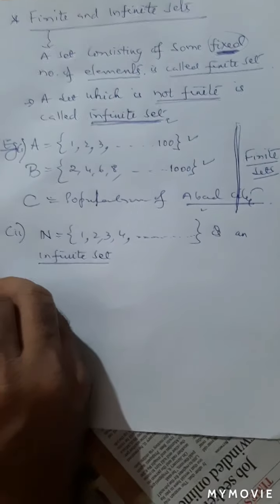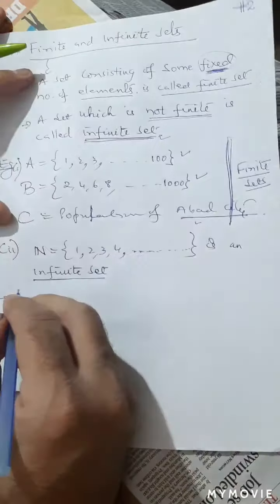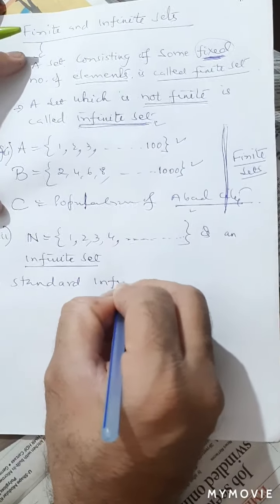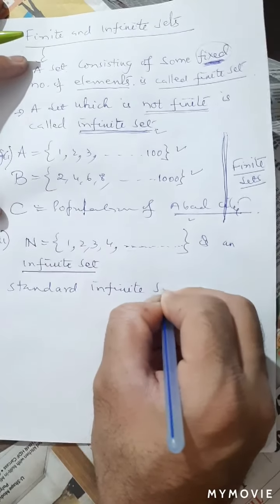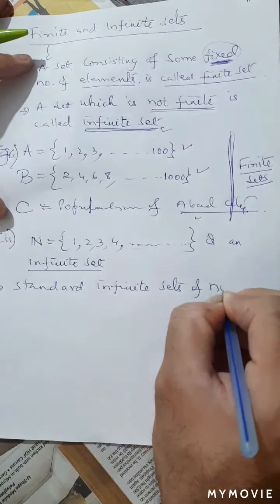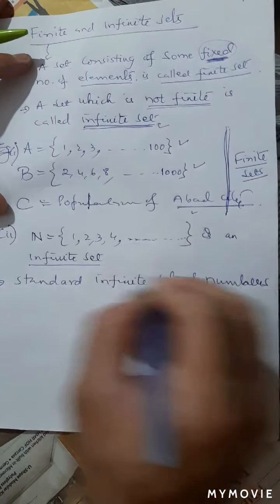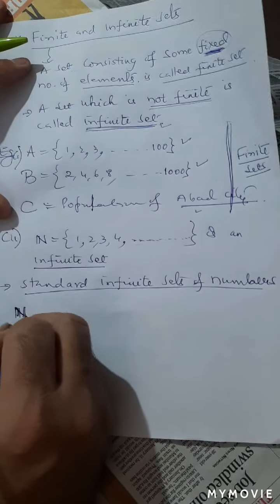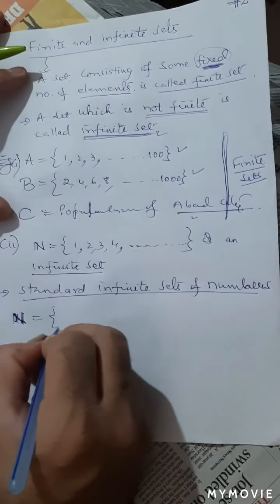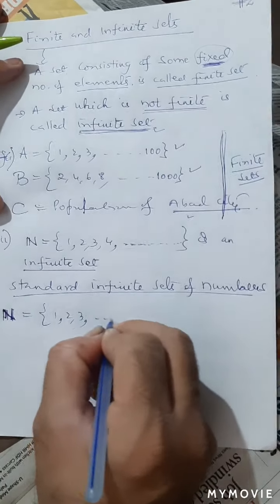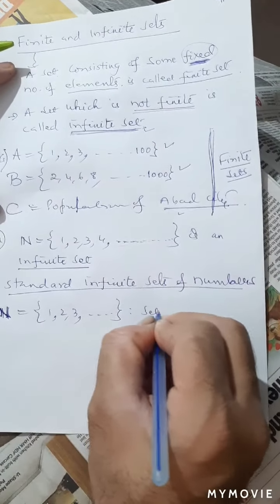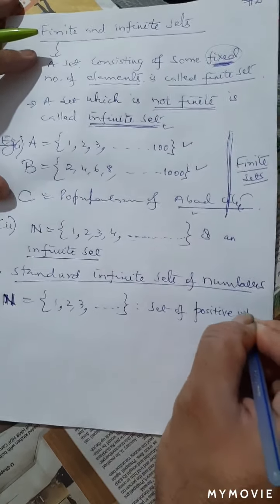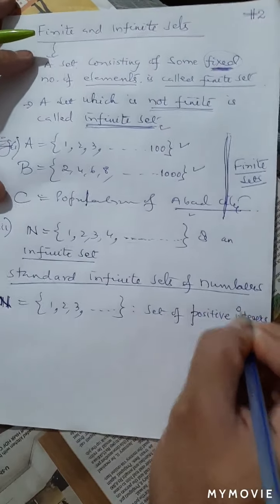Okay. Now I'll list some standard infinite sets of numbers. The first one is N, natural numbers, capital N, which is 1, 2, 3, 4 and so on, positive integers. The set of positive integers is also called the set of natural numbers.